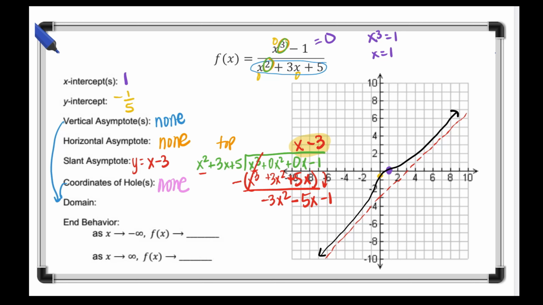Again, when you look at your domain, looking from the left to the right, considering my vertical asymptotes as well as my hole, I have negative infinity to positive infinity. And then my end behavior is actually, again, looking at my graph or looking also at my horizontal asymptote, which I don't have any. But what's going on? I've got my x approaching negative infinity, and my function is pointing down towards negative infinity. And as x approaches positive infinity, my f of x, or my y values, are approaching positive infinity.